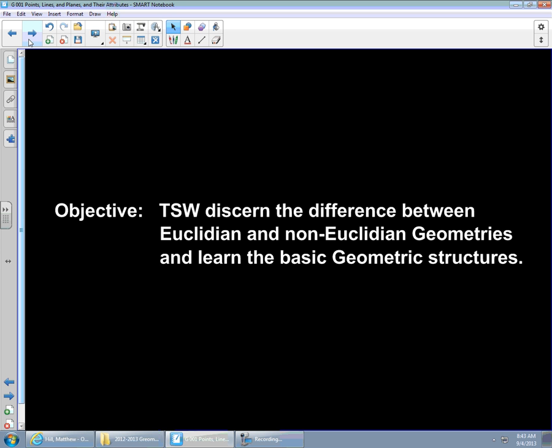Okay, the very first thing you need for your Cornell notes is an objective and a lesson date. Today is September 4th, but the lesson will actually be happening in the classroom on September 5th. So that's your date. And the objective is: the student will discern the difference between Euclidean and non-Euclidean geometries and learn the basic geometric structures.